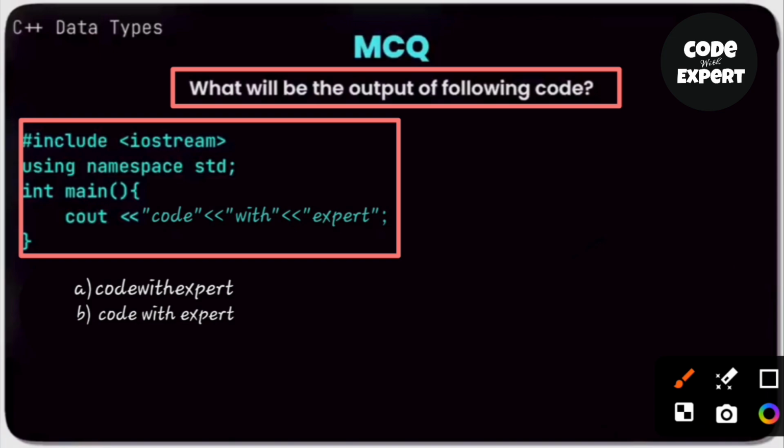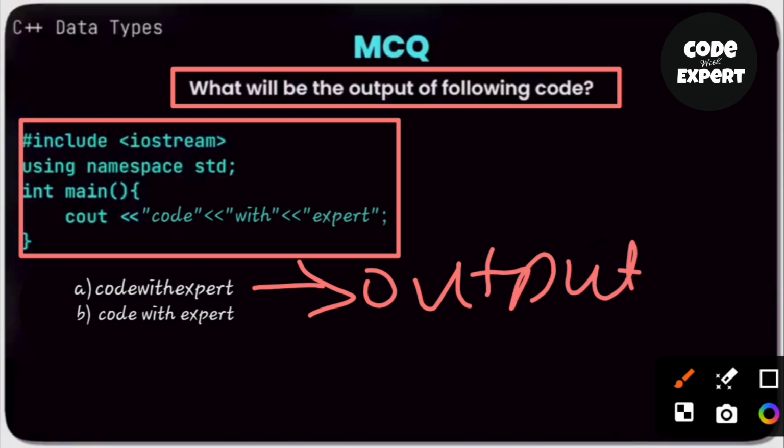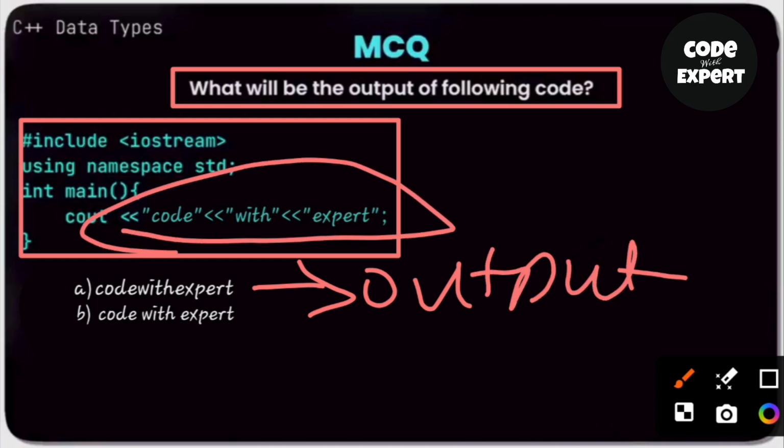Code with expert, with a space or without a space? Here, "codewithexpert" without space will be the output, because in our curly brackets there is no space given. That's why there will be the output without space.